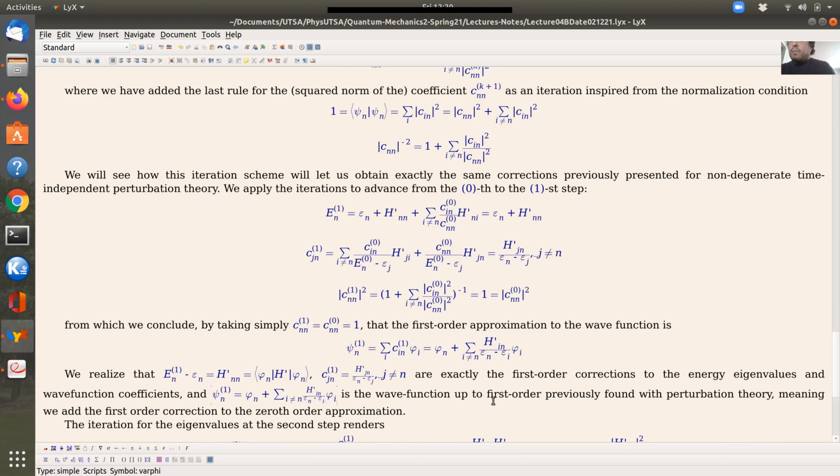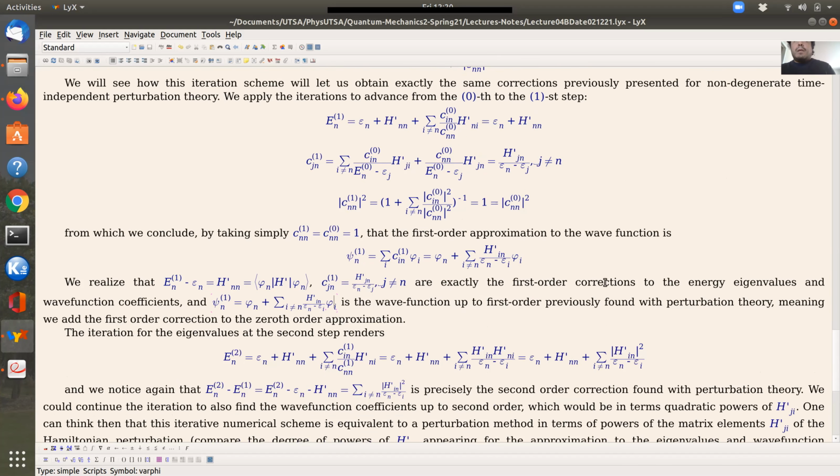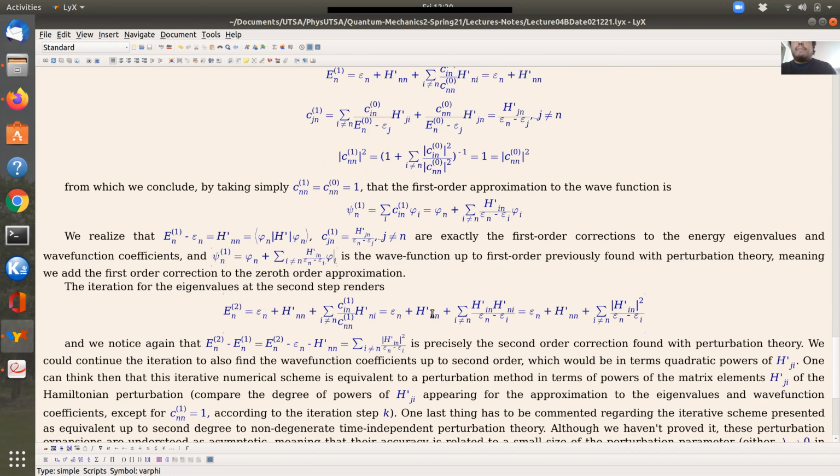So we have gotten the eigenvalues, eigenfunction coefficients, and therefore eigenfunctions of the first order with this iterative scheme formula, exactly equal to the first order perturbation theory. In the non-degenerate case, of course. So we have this coincidence of our method, which is iterative, with the theory that we presented before.